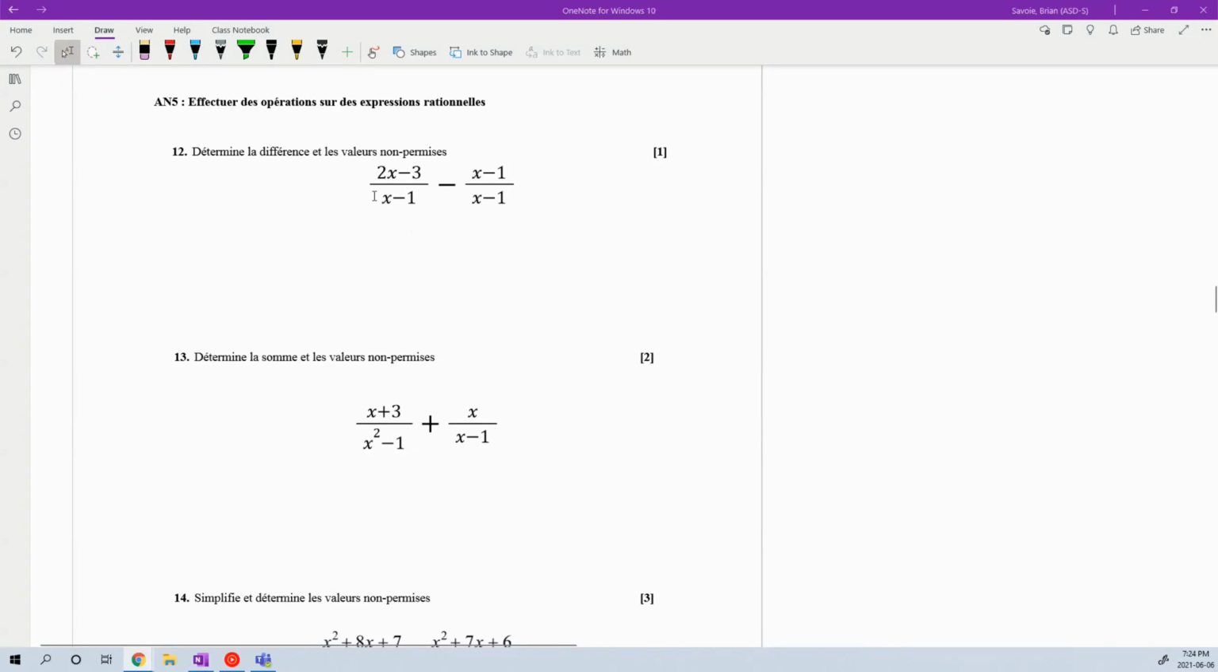In this video, we're going to be looking at AN5, rational operations on rational expressions. So first thing I'm going to do is determine the difference between these expressions and any non-permissible values. All right, so I am subtracting two fractions. Sure, the fractions have a bunch of noise going on there because they're expressions, but at the end of the day, I just have to follow my fraction rules.